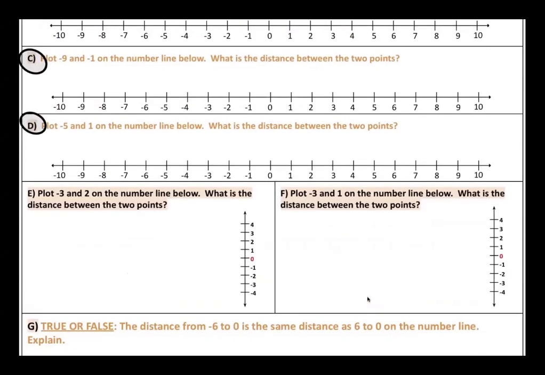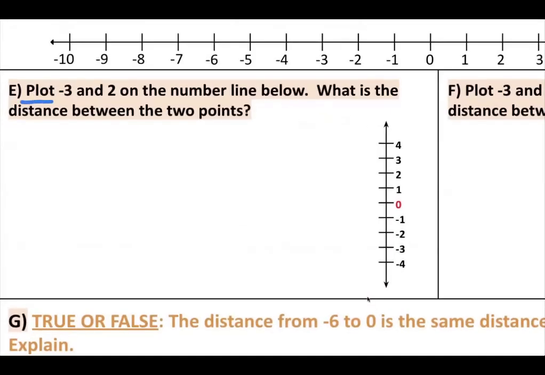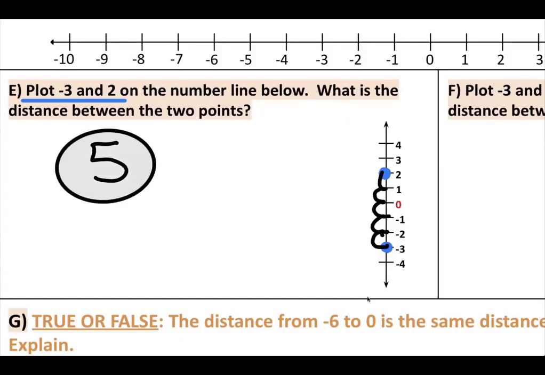Now that you've had some horizontal line practice with distance, we're going to do a little vertical line practice. Here, we're plotting negative 3 and 2. Just because it's a vertical or up and down number line, we're still going to approach it the same way. So I'm going to put a dot at negative 3 and a dot at 2. When I determine the distance, I'll do one loop between each number. So we have 1, 2, 3, 4, 5. So the distance between negative 3 and 2 is 5 units or 5 spaces.